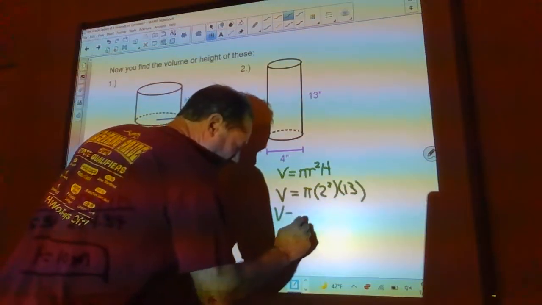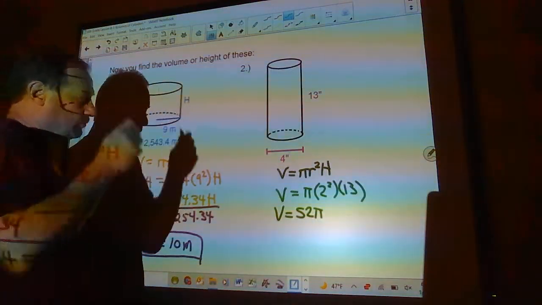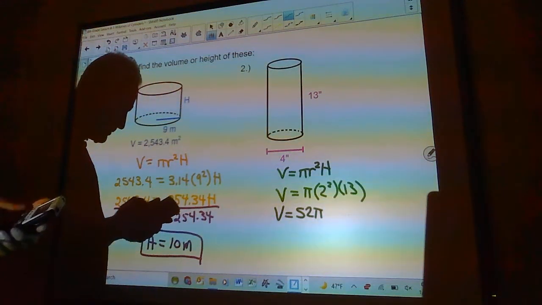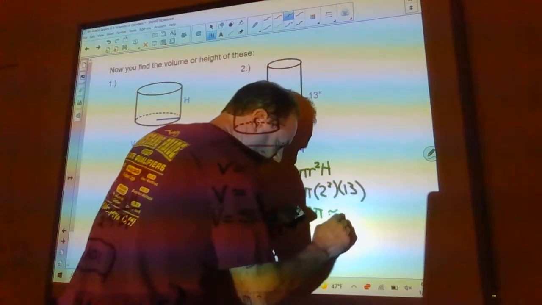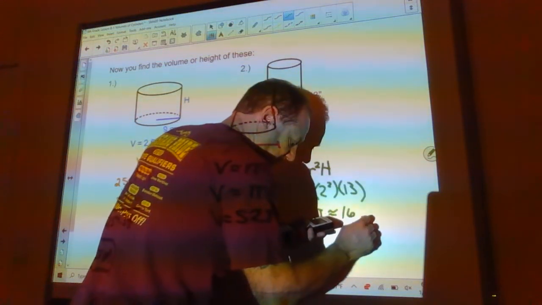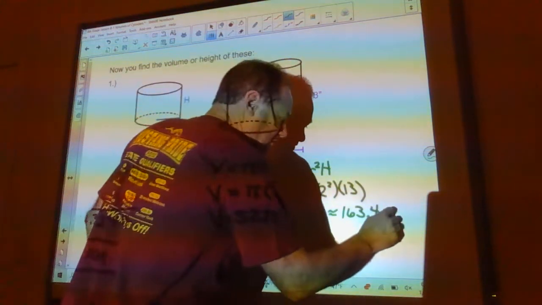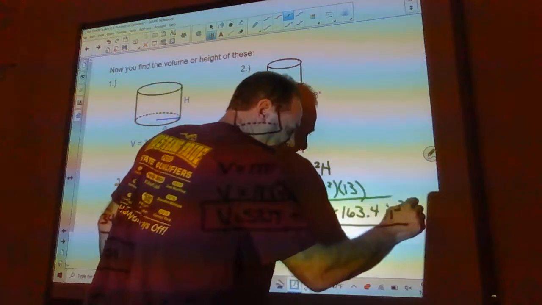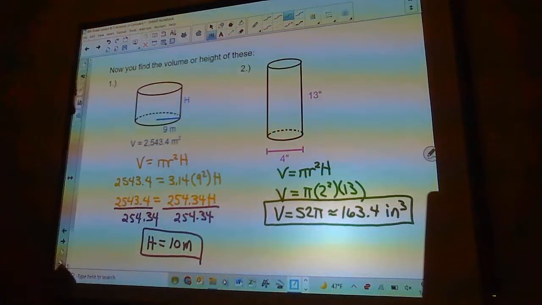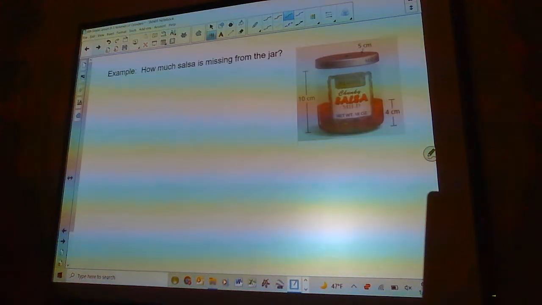So the volume is 52 pi, which times pi, that's approximately 163.4 and this is in cubic inches. Got my exact and my approximate answer. Okay, hopefully you got both those right.